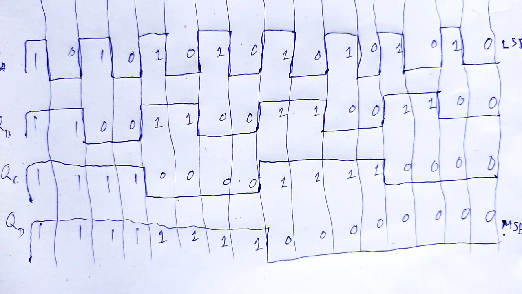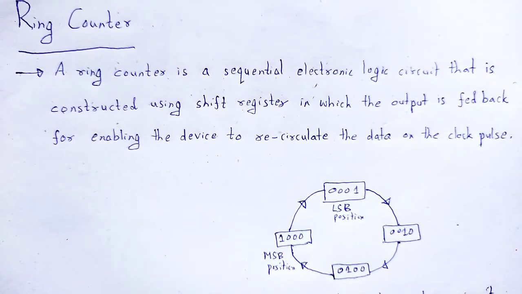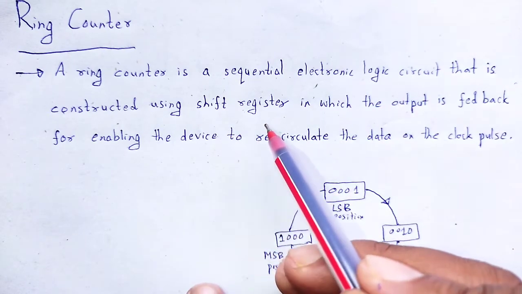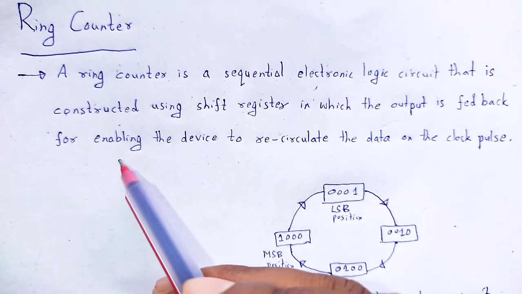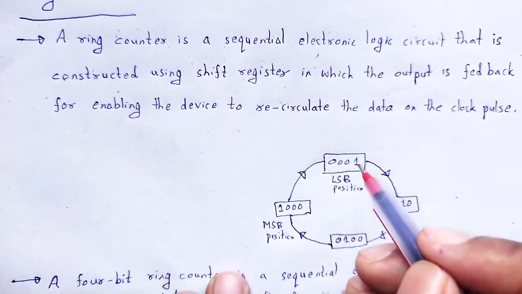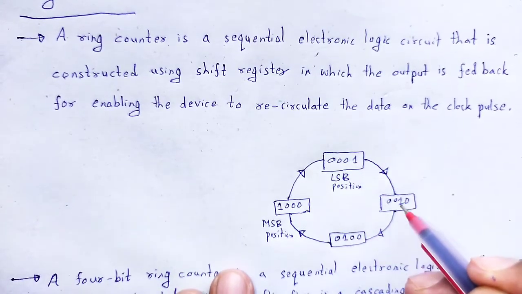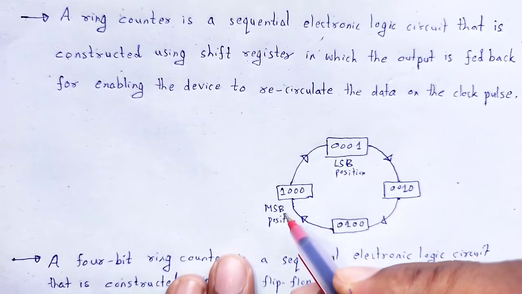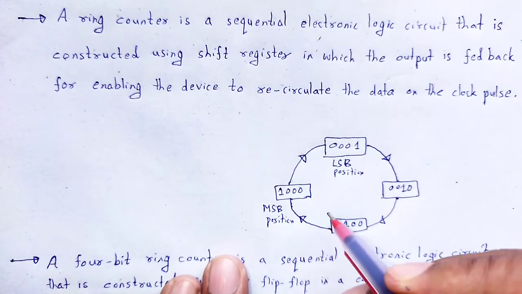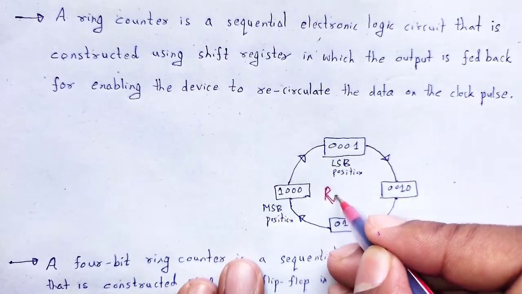Next, an example of a synchronous counter as a ring counter. A ring counter is a sequential electronic logic circuit constructed using a shift register, in which the output is fed back, enabling the device to recirculate the data on the clock pulse. For the recirculation of data, if we take the least significant bit from 0001, it will next be transferred to 0010, next 0100, and finally we have the most significant position 1000. That is how the ring counter is constructed.